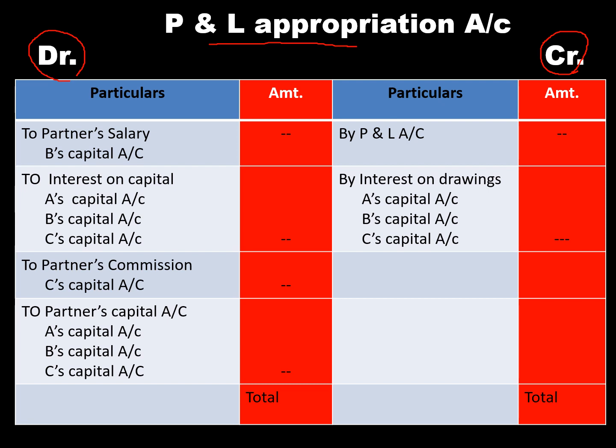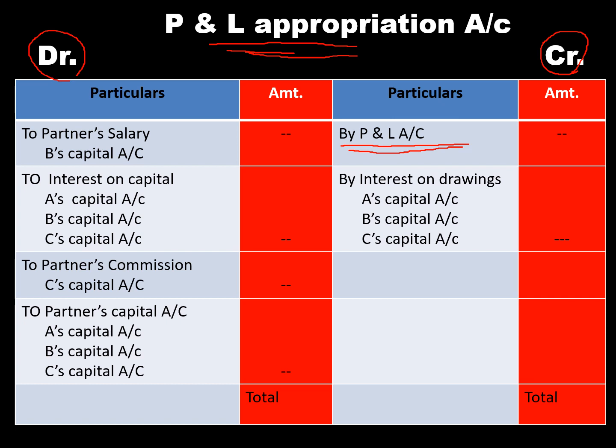The profit which is revealed by the P&L account will be transferred to the P&L appropriation account. So on the credit side, we will write by P&L account. We can understand the journal entries also. If here we have by P&L account, then your first journal entry will be P&L account debit to P&L appropriation account. The word "to" means it's debited and the name of the account is credited.